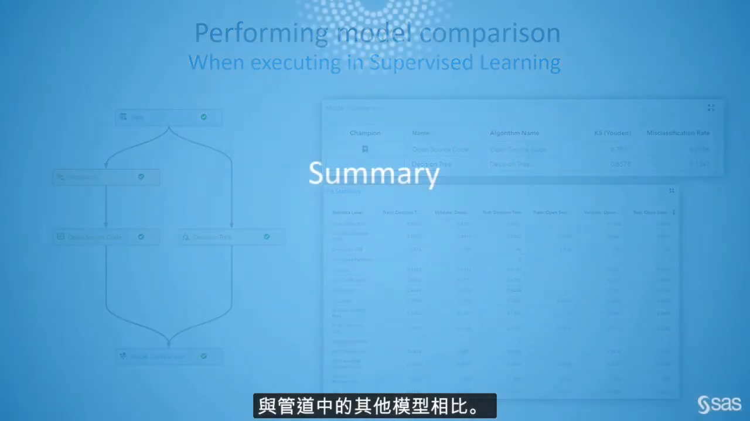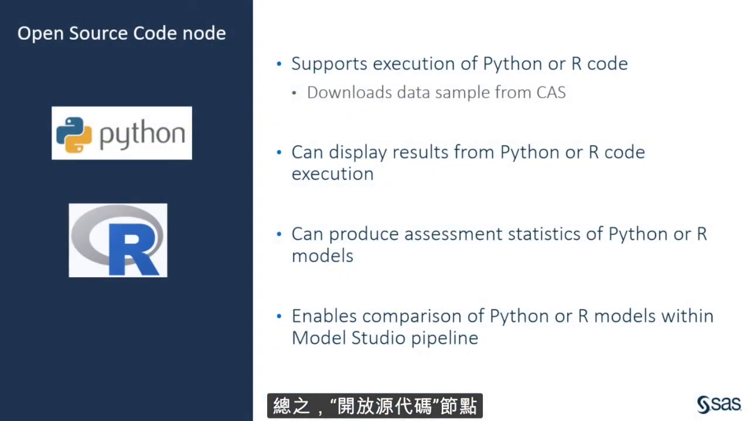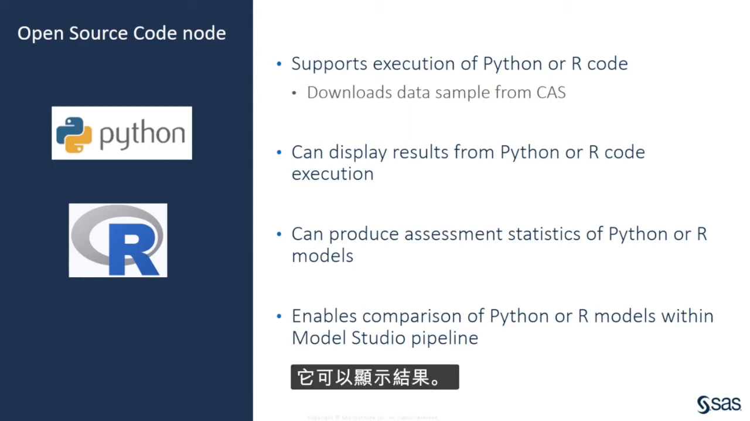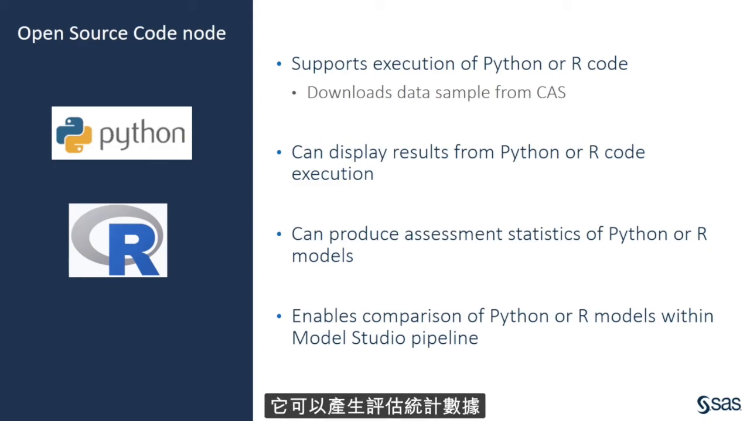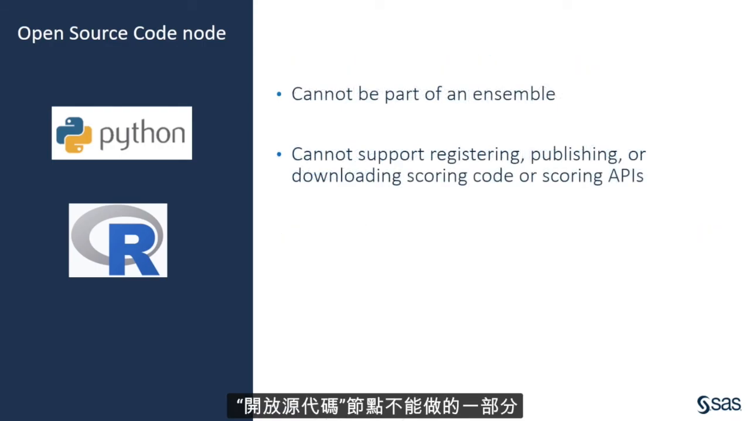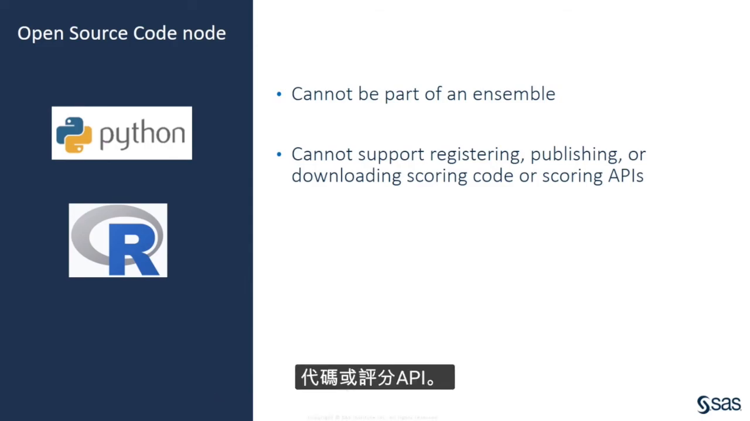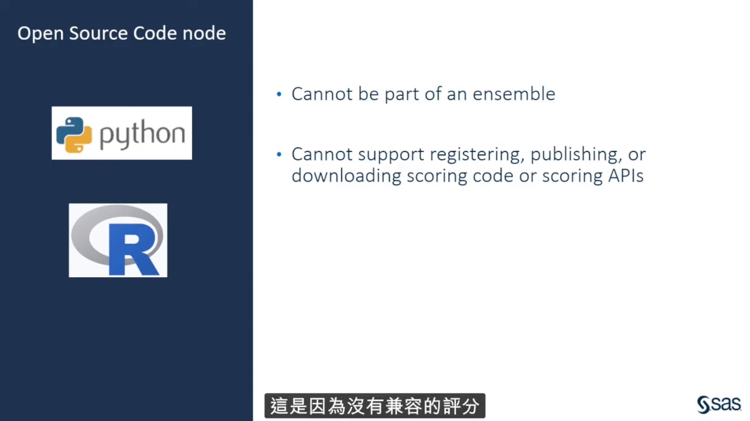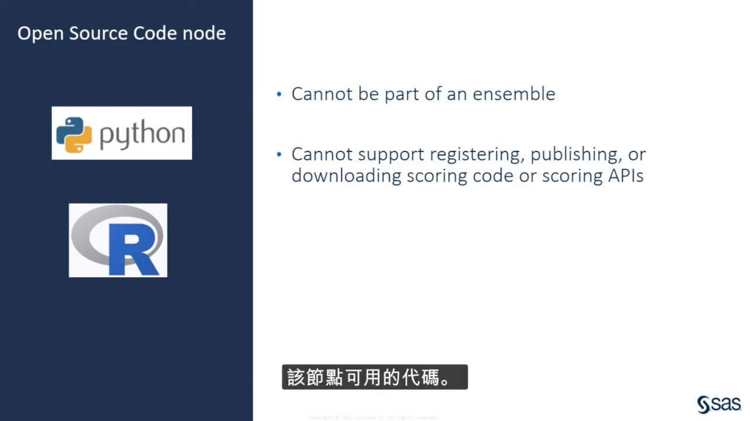In summary, the open source code node supports both Python and R languages. It can display results, it can produce assessment statistics, and enable you to compare your model with other models in the pipeline. What the open source code node cannot do is be part of an ensemble. It cannot support registering to a database, publishing to Model Manager, or the ability to download scoring code or scoring APIs. This is because there is no compatible scoring code available for this node.